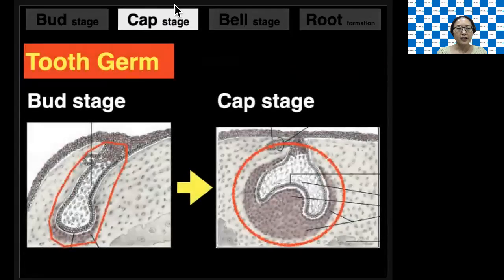Let's move forward to the cap stage. The tooth germ in the bud stage includes the dental lamina, the tooth bud, and the surrounding mesenchyme. And the proliferation of these cells continues and they differentiate to form the enamel organ, the dental papilla, and the dental sac in the cap stage.